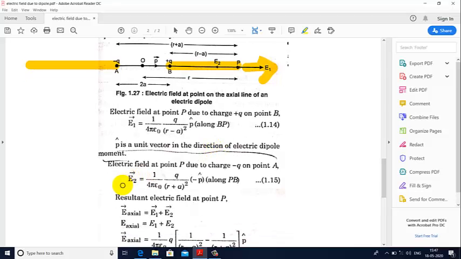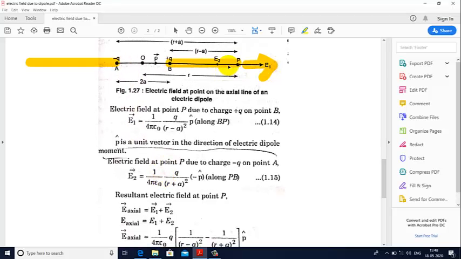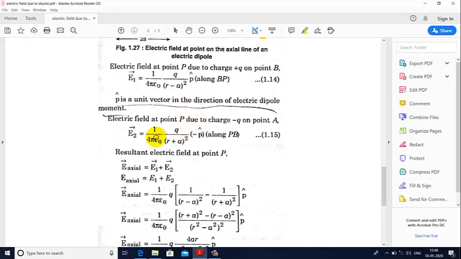Now we calculate E2, the electric field at point P due to charge minus Q. Again we need to calculate the distance AP. So the distance from P to O is R and from O to A is A. So the total distance AP will be R plus A. So in place of R, for the formula of electric field, we write R plus A. So this becomes the magnitude of electric field due to negative charge.